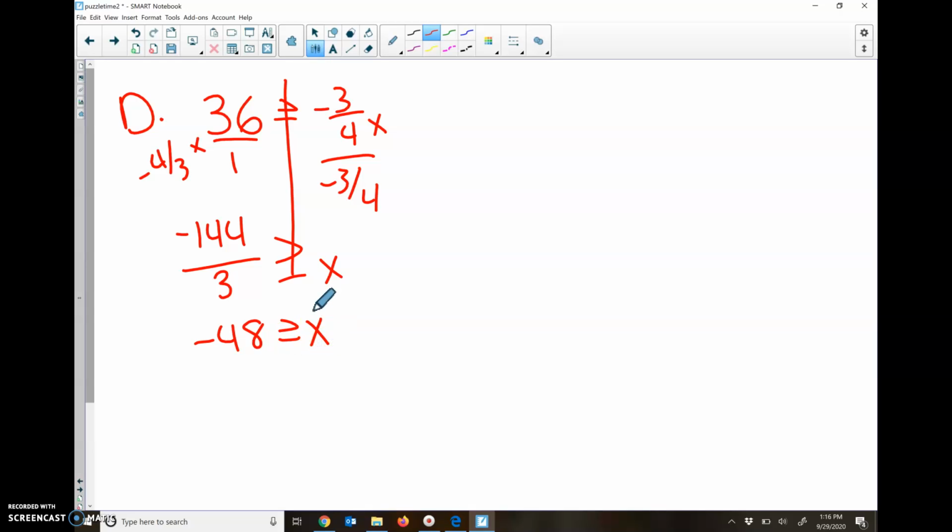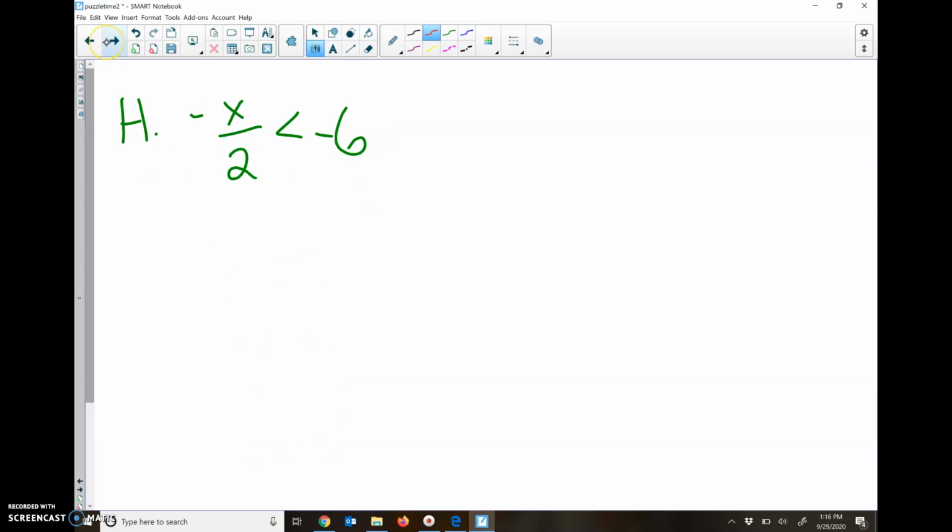And then same thing, I would divide it by a -3/4 or multiply by -4/3, whichever one it is, as long as there's a negative involved with what you're multiplying or dividing. So I got to flip it around. So was a greater than sign, I flip it to a less than sign. And then same thing as the other one, I don't like writing it with the number first, so I'm going to flip that back around. So x is greater than or equal to -48.